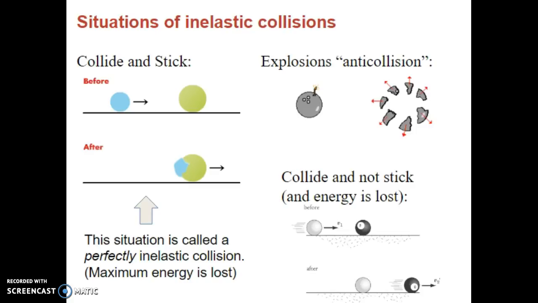Some typical situations for inelastic collisions. The first of which is when two objects collide and they stick to each other. Okay? This situation is always going to be inelastic. It's actually called a perfectly inelastic collision. So when you have two objects coming together and they combine and stick together, this is called perfectly inelastic. The reason why it's called perfectly inelastic is because it has the maximum energy loss.